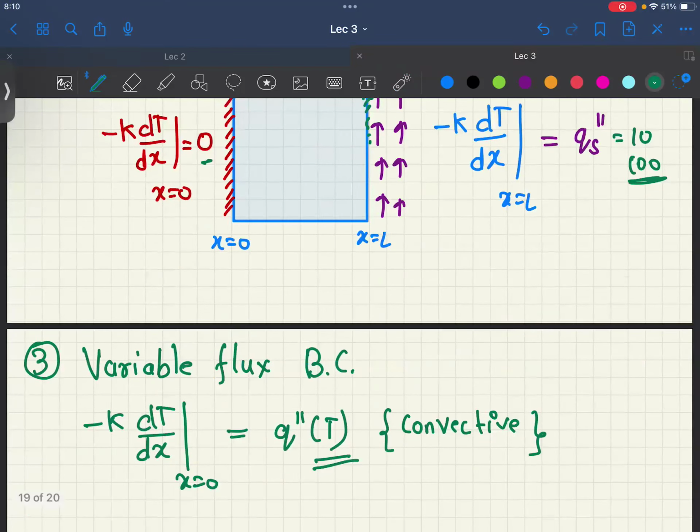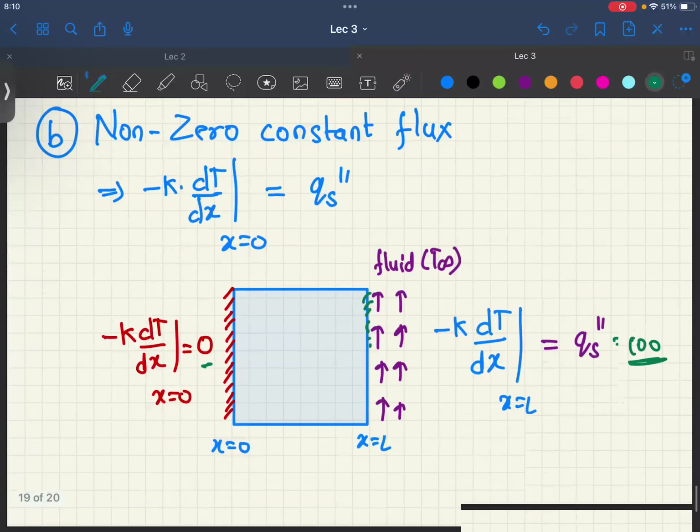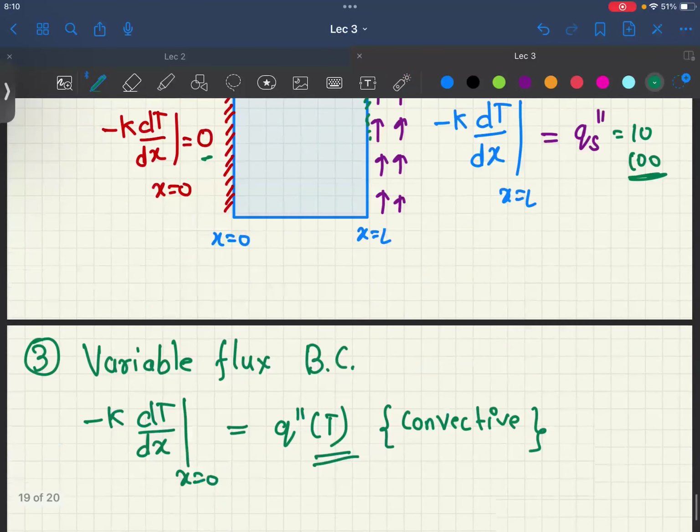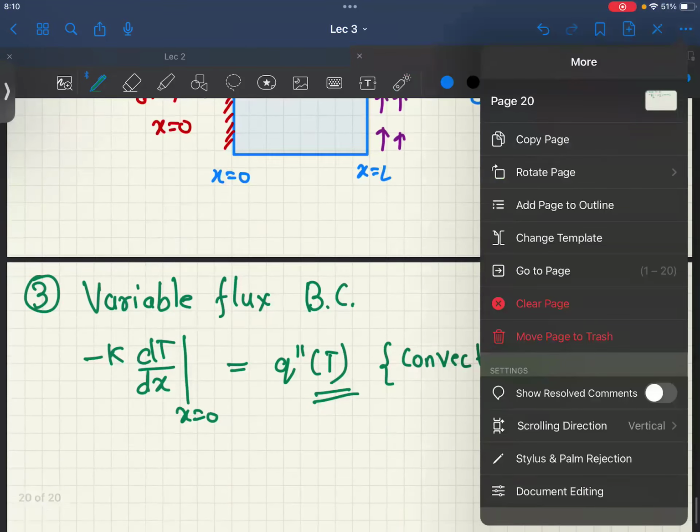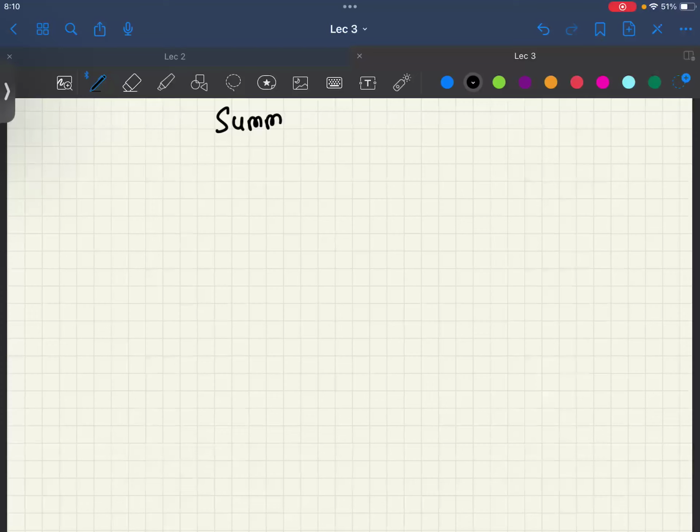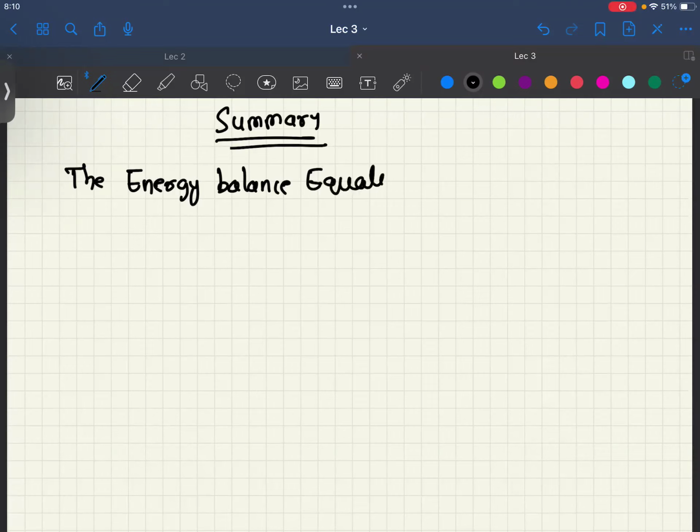Okay, right? So in summary, what we studied is the energy balance equation, which is nothing but ∇²T + q̇/k = (1/α)(∂T/∂t).